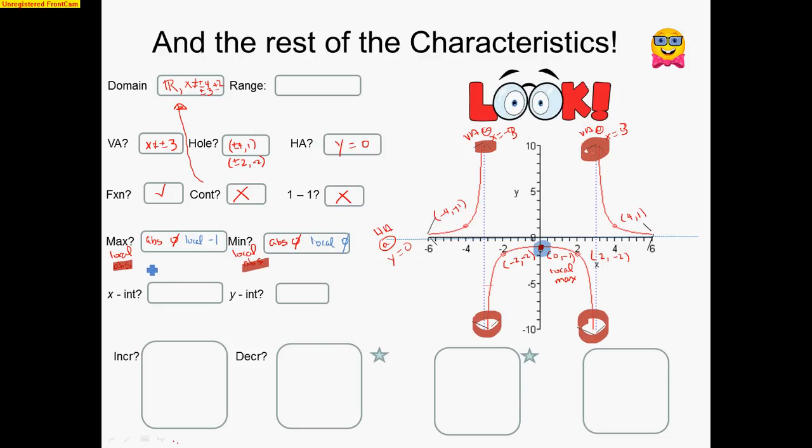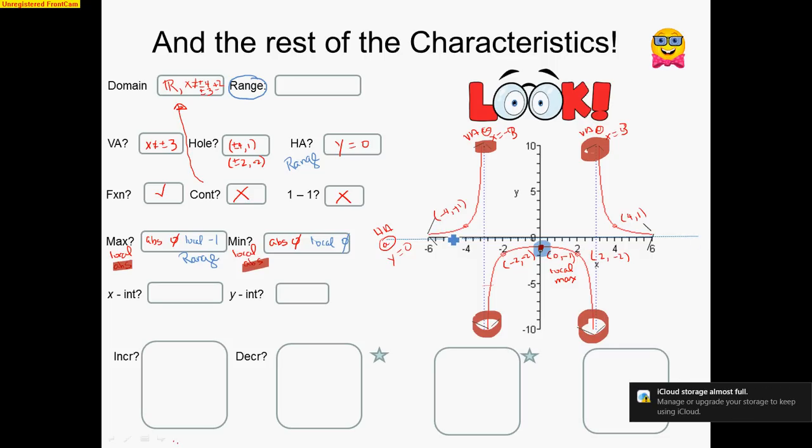Remember, maxes are range values, y values. You need to consider this up at the range, and I purposely left that blank as well. What else is a range value? Your HA. Is your horizontal asymptote touched or crossed? Not touched. But you have a local max. What does that tell you about in between here? You've got a gap.